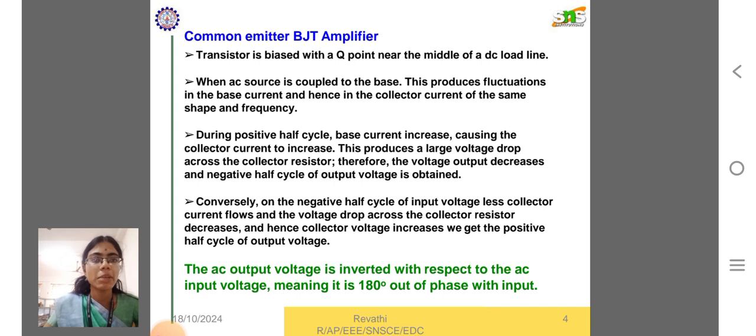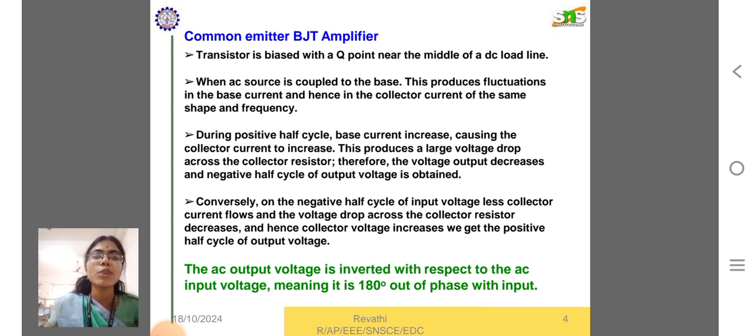In common emitter BJT amplifiers, the transistor is biased with a Q point near the middle of the DC load line. When an AC source is coupled to the base, it produces fluctuations in the base current and hence in the collector current, of the same shape and frequency. During the positive half cycle, base current increases, causing the collector current to increase. This produces a large voltage drop across the collector resistor. Therefore, the output voltage decreases and the negative half cycle of output voltage is obtained.